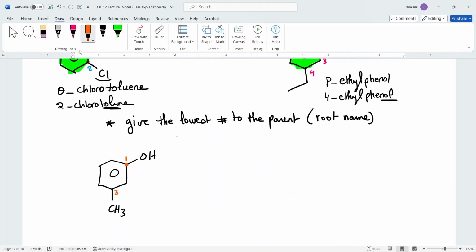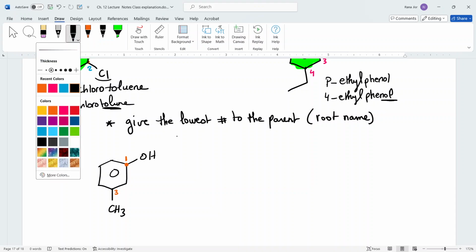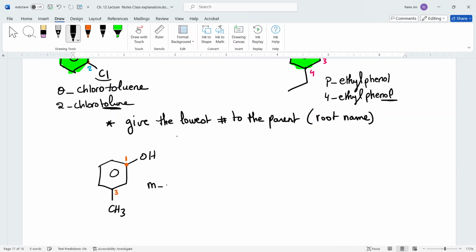These are on the 1-3 position, so it is going to be meta. And I have my methyl in there, okay? And then I do have my phenol. So your ending is going to be in the phenol. It's either meta-methylphenol or 3-methylphenol.